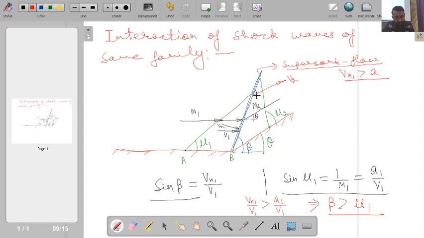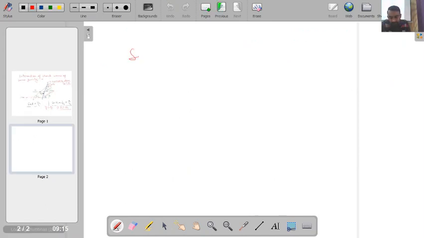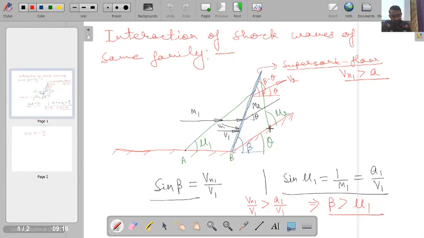Okay, and if I see this particular velocity vector v2, with horizontal it is making angle theta, and this particular wave with horizontal is making angle beta. So with reference to the wave, this angle is nothing but beta minus theta. So ultimately I can say that sine of beta minus theta will be equal to Vn2 divided by V2.